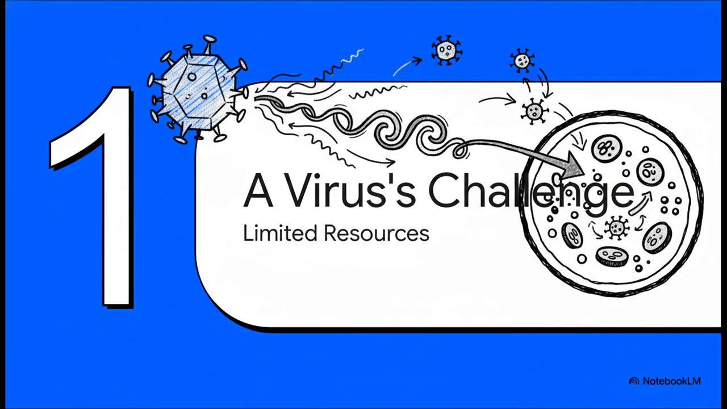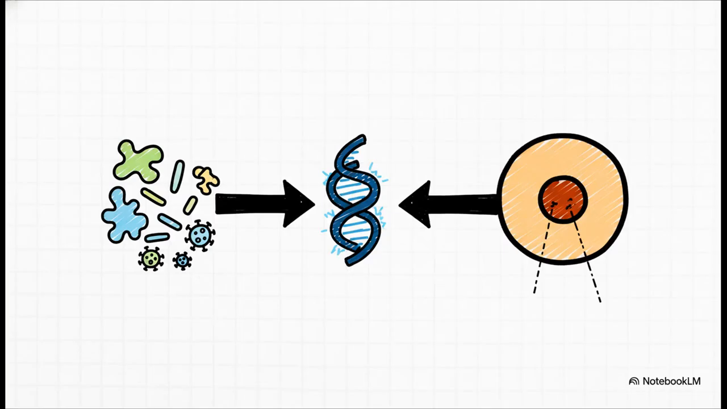Section 1. At its core, the story of a virus is one of incredibly limited resources versus absolutely huge ambitions. They show up at one of our cells with basically nothing more than a tiny bit of genetic code and this relentless, all-consuming drive to make more of themselves.